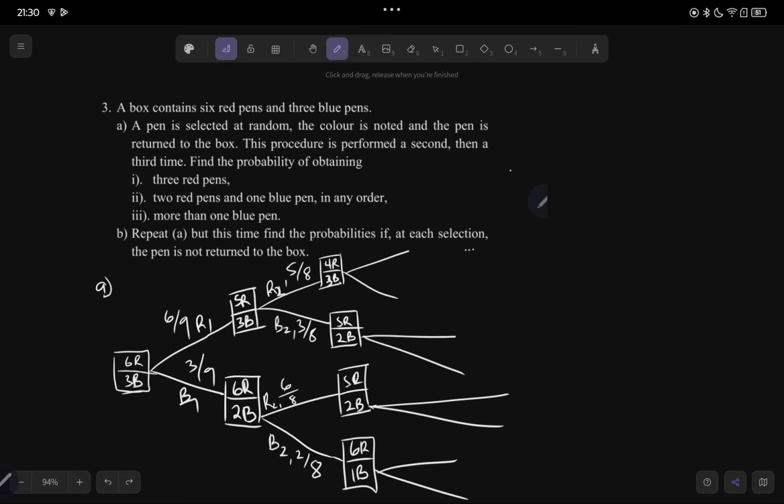Now, this is red 3 corresponding to 4 out of 7. Note that the sample space shown by the denominator keeps on reducing by 1 at each instance. And at each and every instance, when you add the 2 branches, they should give you a 1, because the two are exhaustive events.